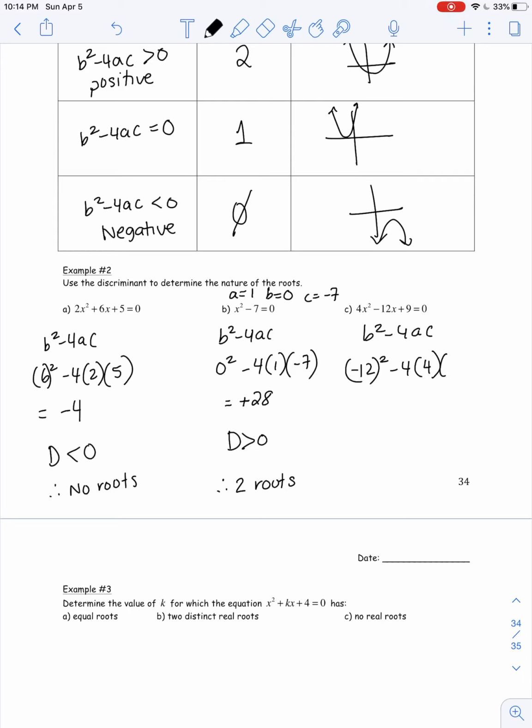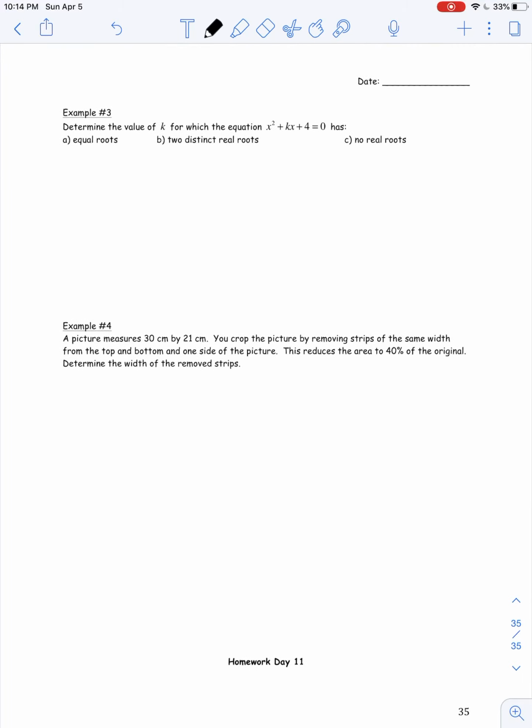We have to always put brackets around it. Our a is 4 and our c is 9. That means 144 minus 16 times 9 is going to also be 144. And so if you put that in your calculator, you get 0. So if d is equal to 0, that means there is 1 root, 1 solution. So that's what the discriminant tells us.